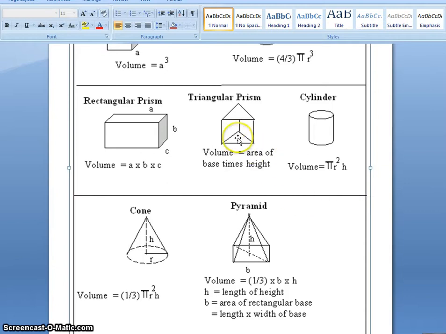Okay. You find the area of this bottom triangle here. We know area of triangle, I hope. 1/2 base times height. So find the area of the triangle, times it by the height of the prism.